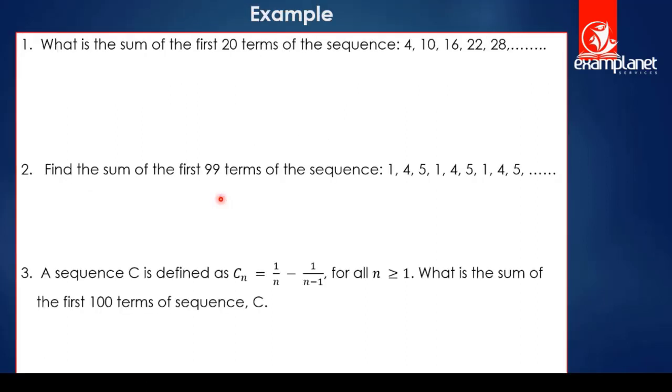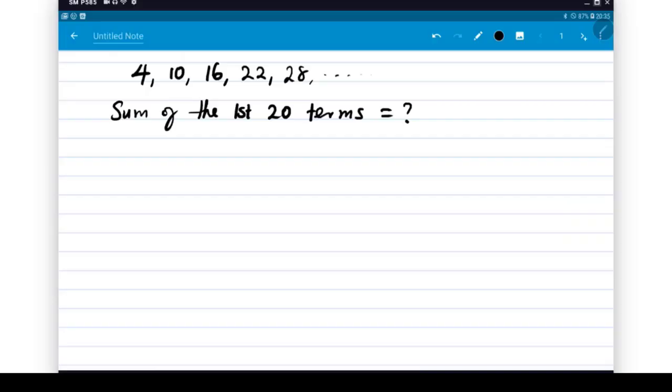Alright, so let's look at these few examples on sum of sequence to wrap up the topic. The first question says, what is the sum of the first 20 terms of the sequence 4, 10, 16, 22, 28, and so on like that. So what's the sum of the first 20 terms? Alright, so now let's see how we solve this question.